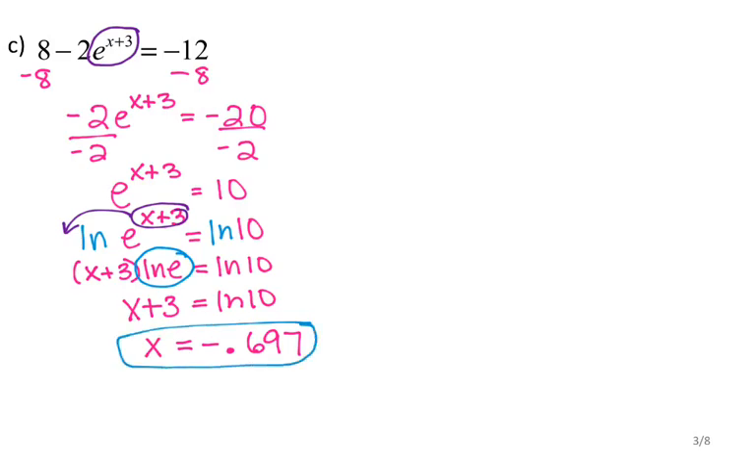So anytime you have a base e, instead of using a regular logarithm, use a natural log, because it leaves you with this piece right here. And natural log of e is going to cancel itself out since it equals 1.